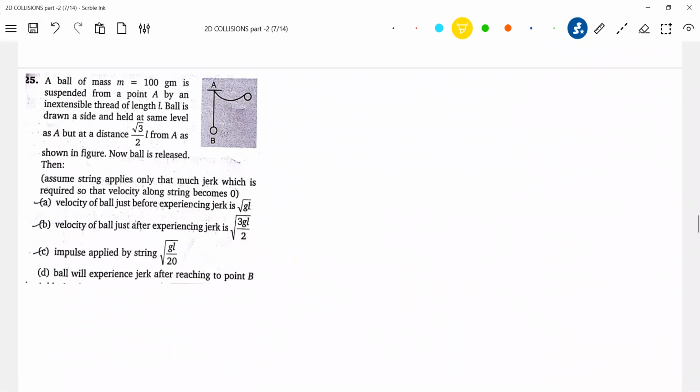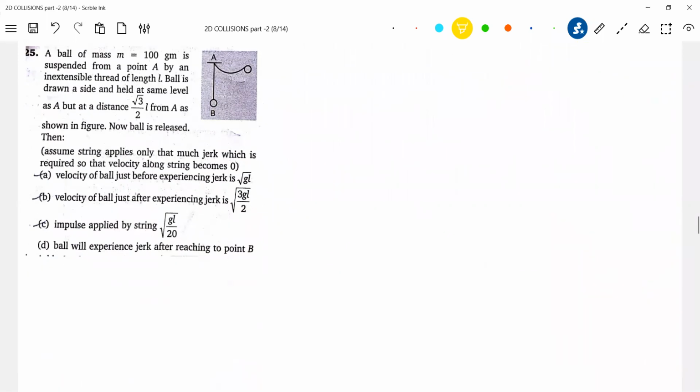Okay, let's take the next one here. Now I'm bringing in some other case. Look at it, it says pendulum. In two-dimensional collisions, you get a lot of diagrams; the remaining you can manage very easily. This is the string, a thread of length L, at a distance of root 3 L. And there's a bob.